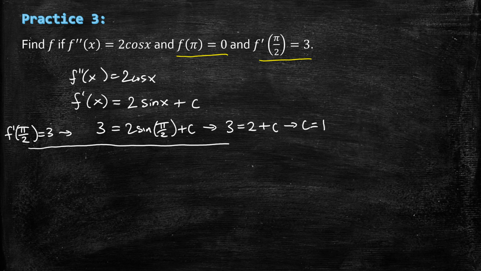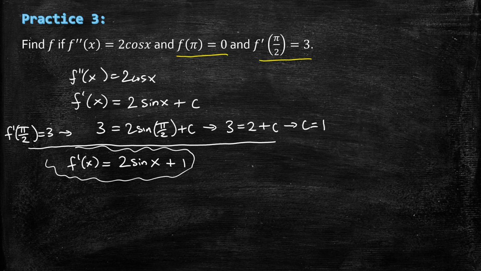So now we have a full formula for f prime of x. Let's write that out. It's very important to write it out with the value of c in. This is an interim equation that's very important. And now we just repeat. So the antiderivative of f prime, f of x. Now the antiderivative of sine, don't forget, is negative cosine. So it's going to become negative 2 cosine x, and the antiderivative of 1 is x. And now we mustn't forget plus c.